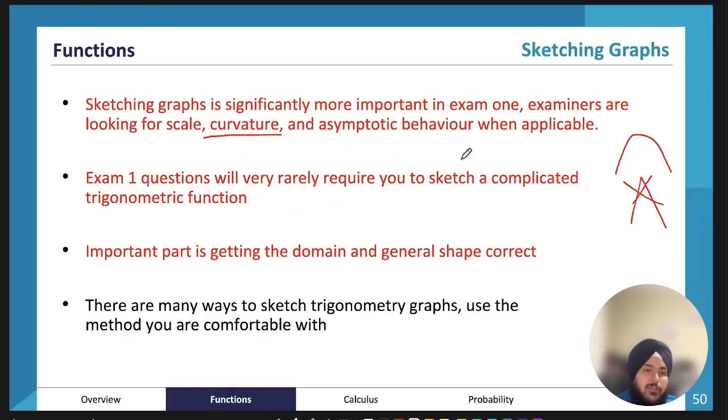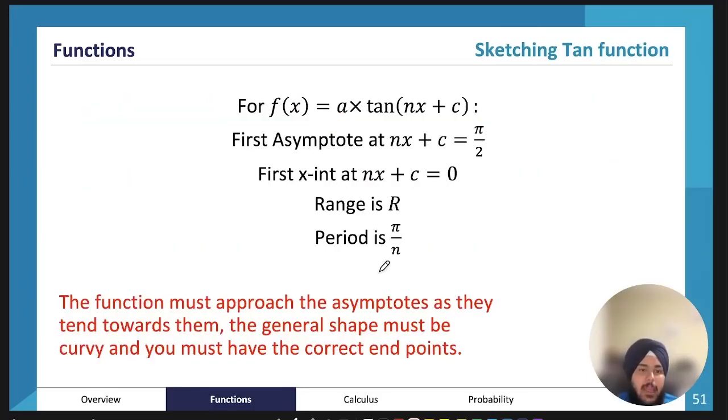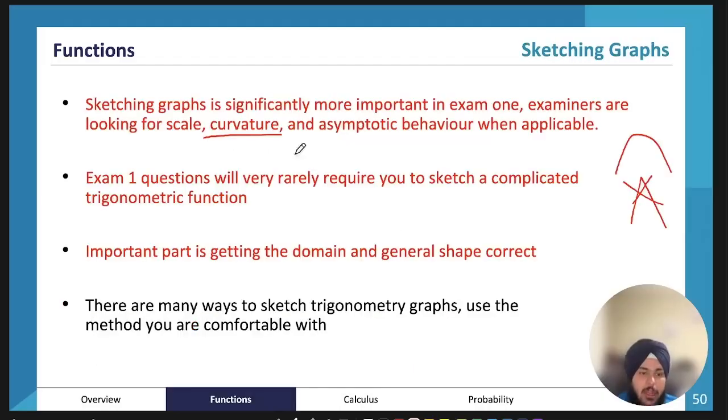So when you are asked to sketch, here are the important steps. The first step is to always calculate the amplitude and the period. For tan, the first step is to calculate the asymptote. They will really help you define what the shape is going to be.